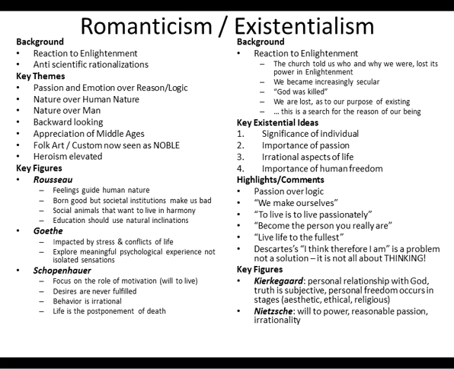The key figures were Rousseau, feelings guide human nature. Born good, but societal institutions make us bad. Social animals that want to live in harmony, and education should focus on our natural inclinations. Goethe, he noted that we were impacted by stress and conflicts of life. He wanted to explore meaningful psychological experience, not the isolated sensations. Schopenhauer focused on the role of motivation, the will to live, the will to survive. Desires are never fulfilled. Behavior can be irrational, and life is the postponement of death. Remember, he was somewhat of a pessimistic individual.